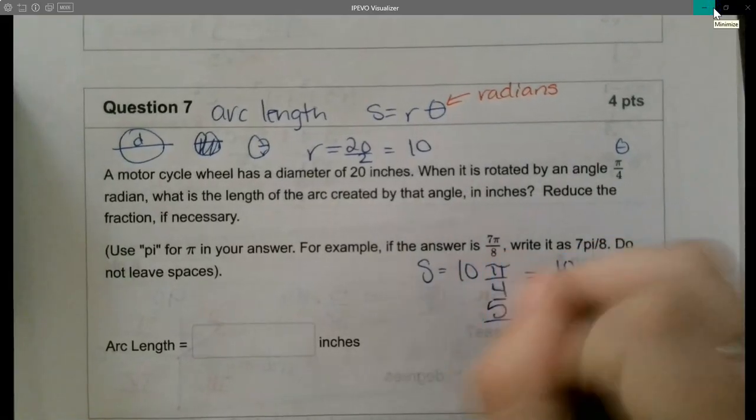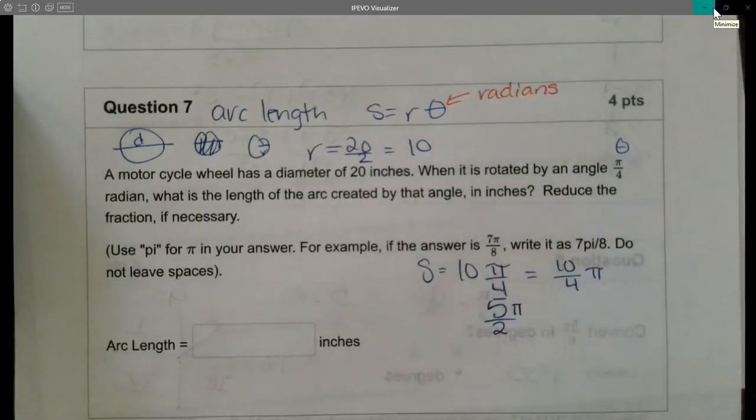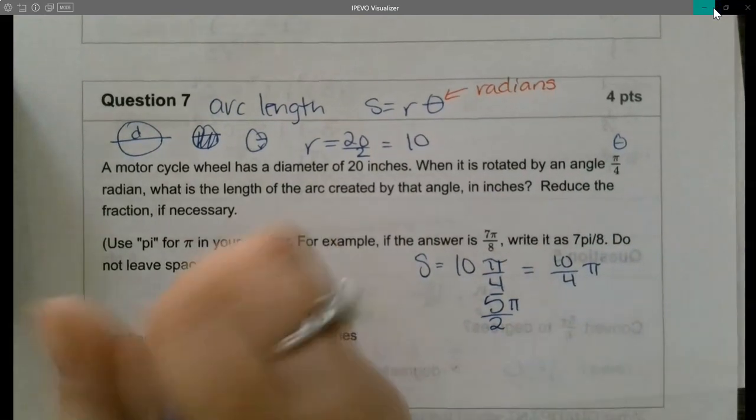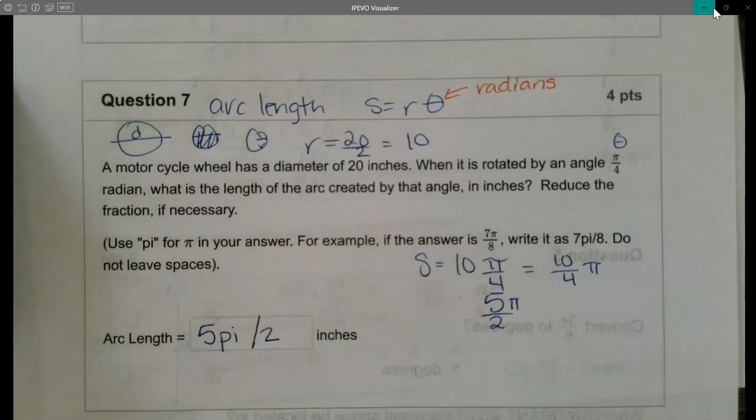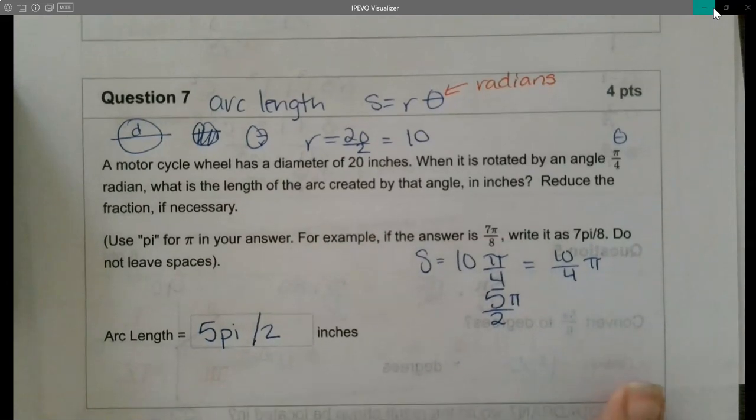When I type this into Canvas, I want to be careful, and I want to make sure that my pi is on the top of the fraction. So I'm going to type 5 pi, and then my fraction 2. Otherwise, it might mark you wrong.